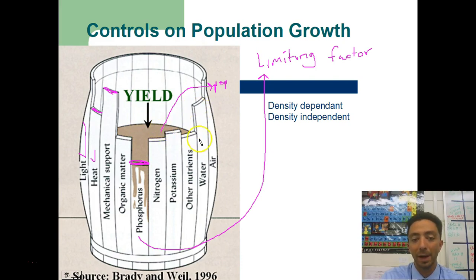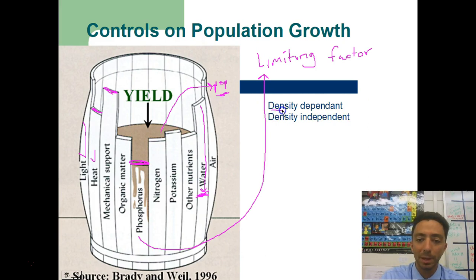Now, these limiting factors can change with time, right? If this is a rainforest plant that grows on the branches of other trees like an air plant, and let's say that rainforest goes through a severe drought, the water factor could drop well below the nitrogen. And if that were the case, that would now be the limiting factor. If that happens, the water level drops, meaning the population would have to drop as well. So these are some controls.